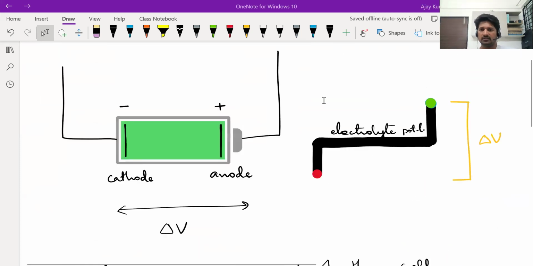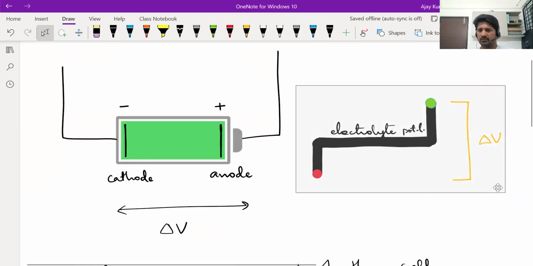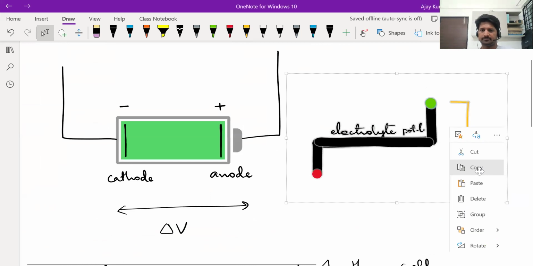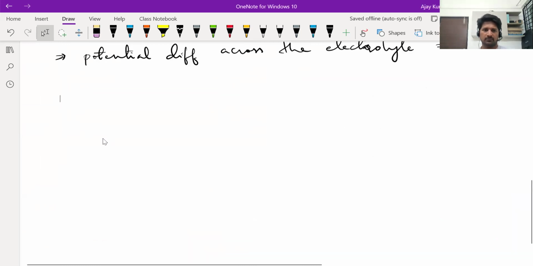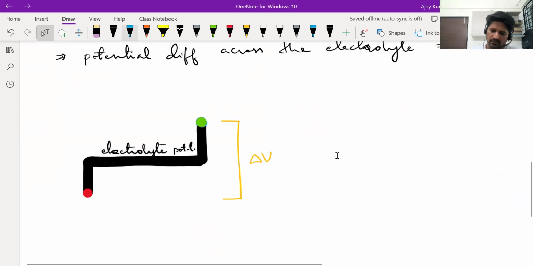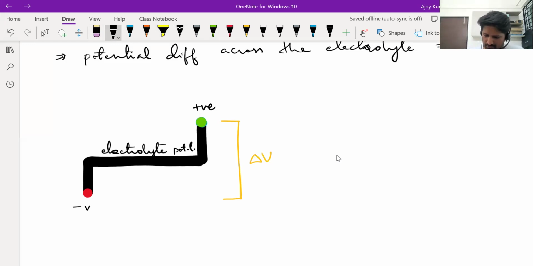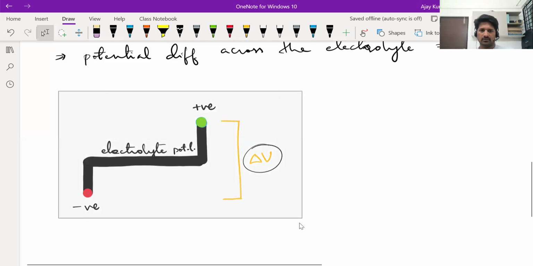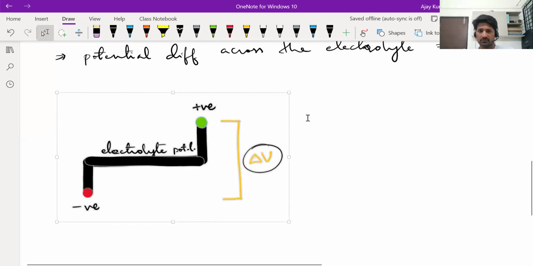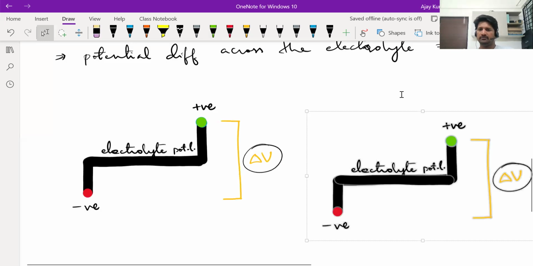Now see, when no current flows through it, this was the situation. All the electrolyte was at one potential. This is the potential of the positive terminal. This is the potential of the negative terminal. Their difference is the potential difference that you see across the cell. We call that the EMF of the cell. Now, when there is potential difference across the electrolyte itself, the situation will be different.